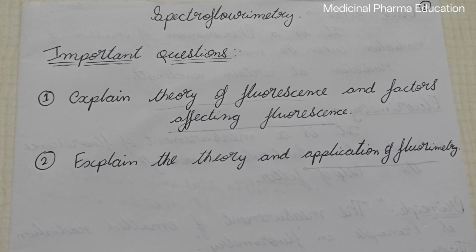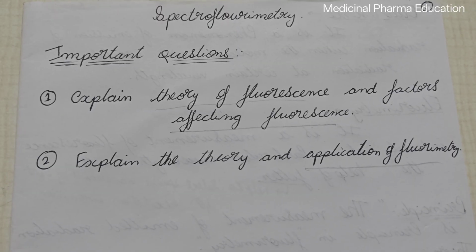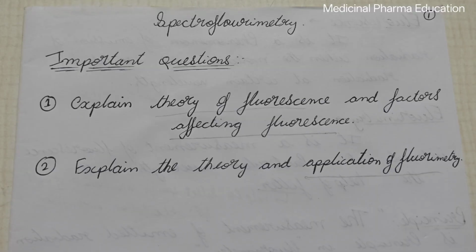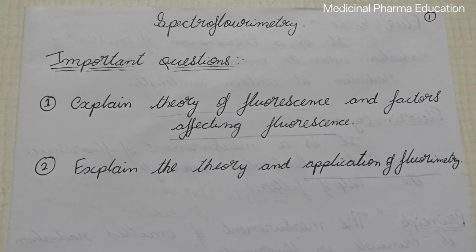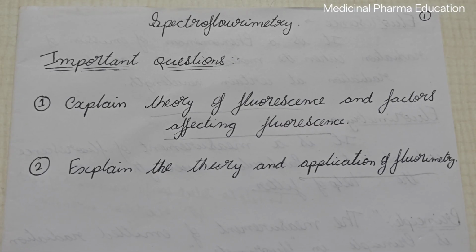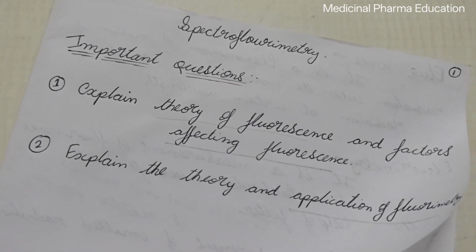With respect to the exam point of view, the instrumentation is not that important because it is very easy and very similar to the UV visible spectrometer. You have to study the factors affecting the fluorescence. This is very important, and the principle and theory involved in fluorescence is another important question. Okay, let's start the fluorescence.